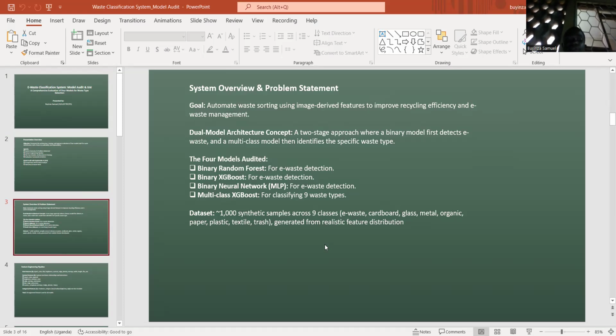So we have the four models audited, that is binary random forest, binary XGBoost, the binary neural network, then the multi-class XGBoost. Those are the four major models I've been covering. Then when we look at the data set, it's approximately 1,000 synthetic samples across the 9 classes: cardboard, glass, metal, organic, paper, plastic, textile, trash, generated from realistic feature distributions.